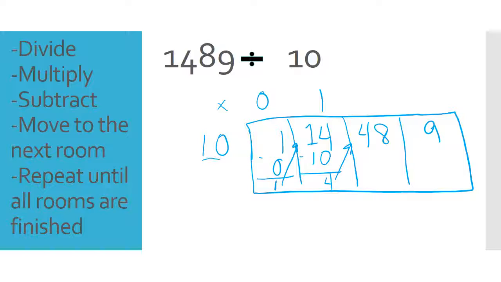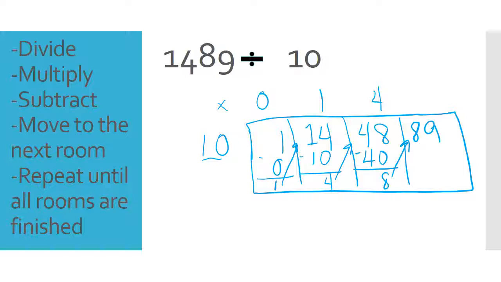How many times can 10 go into 48? I know that 10 times 4 is 40, and that's as close as I can get. I love it when my divisor is an easy one like 10. 4 times 10 is 40. I'm going to subtract. 8 minus 0 is 8. 4 minus 4 is nothing. And I've still got one more room to go, so I'm going to take that 8 over to my other room. Every time I go to a new room, I have to start over.